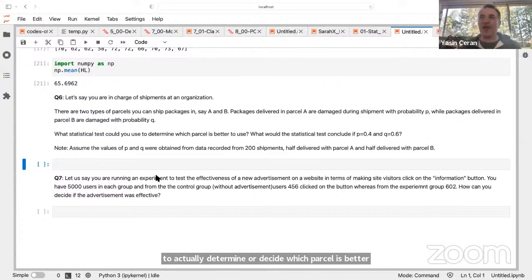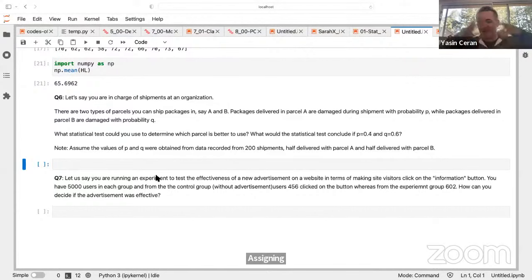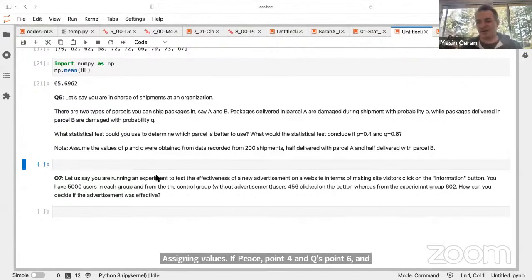Now we are assigning values. If P is 0.4 and Q is 0.6, and let's make this a little closer to a real case. Let's say I have 200 shipments, half delivered with parcel A and half delivered with parcel B. And if P is 0.4 and Q is 0.6, what kind of statistical test would you use to decide which parcel is better to use? Okay, so that is the question.